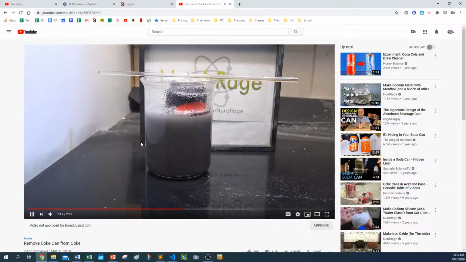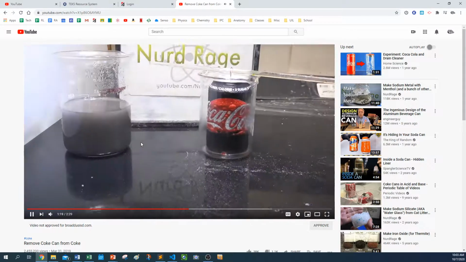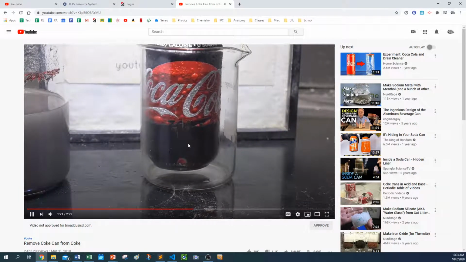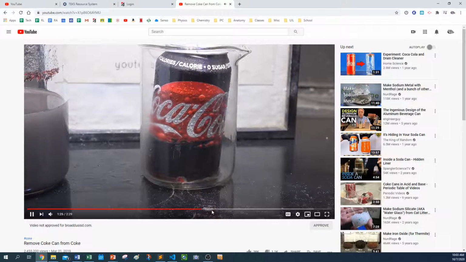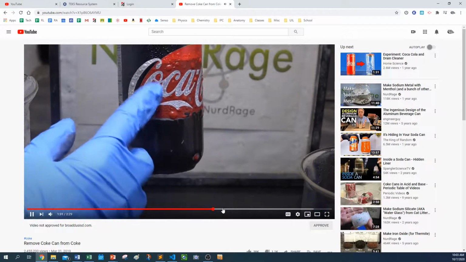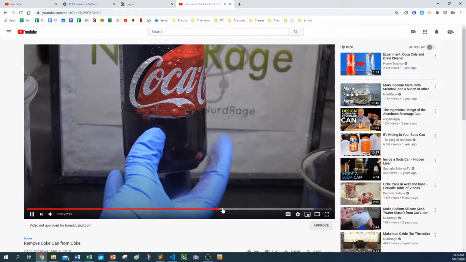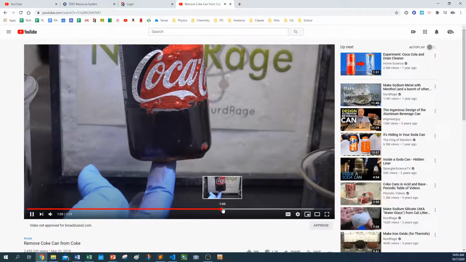A single drop now would eat through your skin. Carefully lift the can from the acid. And there is the coke. The aluminum can is gone. So what is the coke staying in at the bottom? It's the plastic liner on the inside of the can. It's put in to protect the drink from leaching metals out of the can.